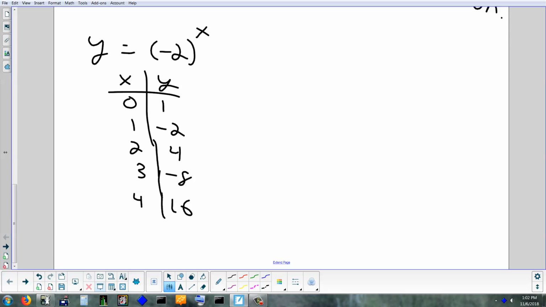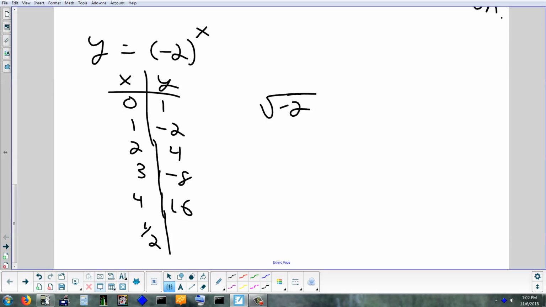That's kind of weird. What gets really weird too is if you start using decimals. So you try a half. What does it mean when you raise something to the 1/2 power? What's that the same as we said yesterday? Yeah, that means a square root. So negative 2 to the 1/2 power means the square root of negative 2. What's the square root of negative 2?